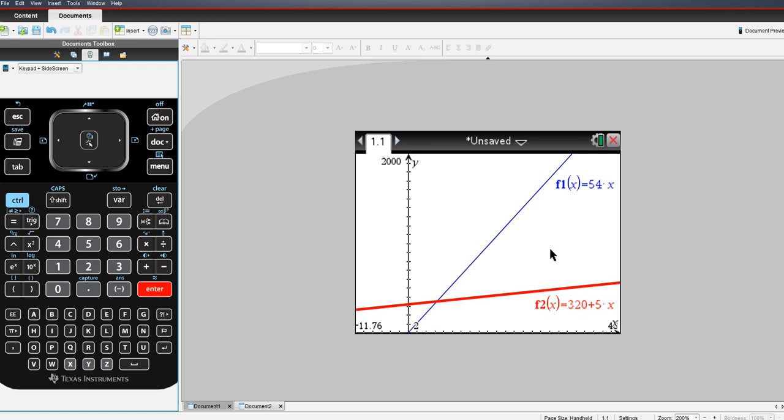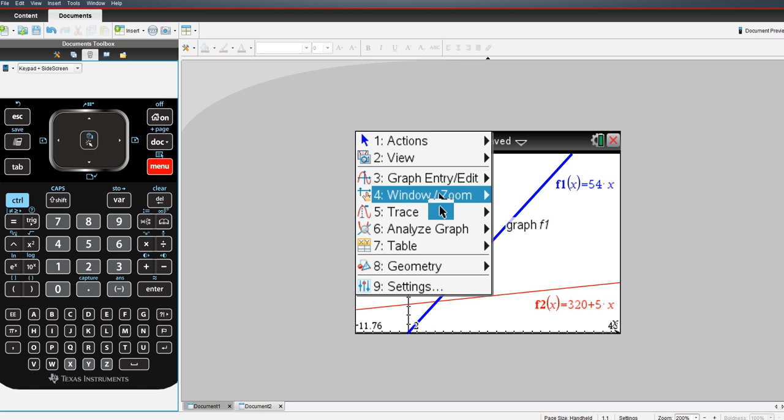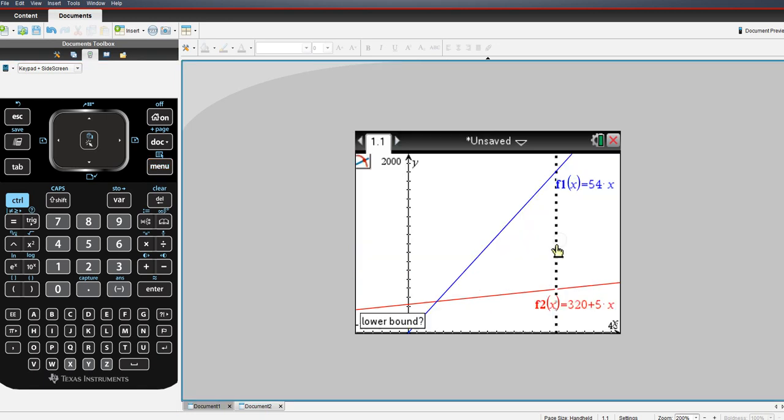Now what this means is that we can find where they intersect. Menu, analyze graph, intersection. And our lower bound will be below the intersection, upper bound above the intersection. And they intersect where x is 6.53, meaning that after 6.53 months, the blue line will overtake the red line.